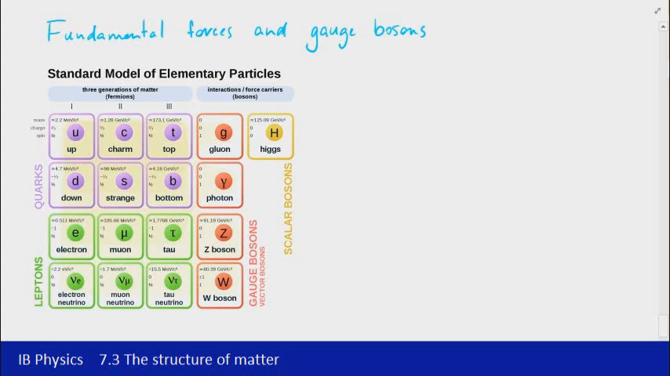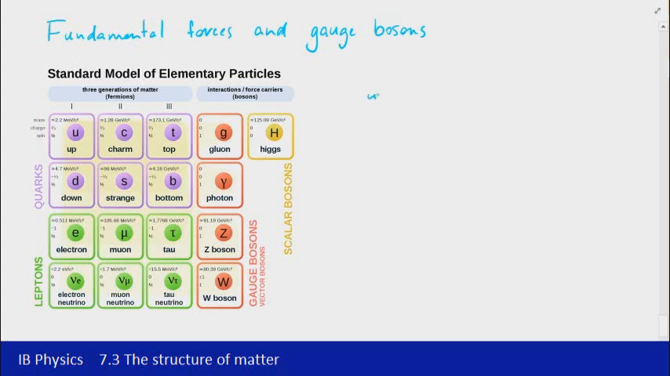We've looked at the left-hand side of the standard model of elementary particles, so the fermions that consist of the quarks and leptons. We're now going to look at the right-hand side, being the bosons. We'll start first of all looking at the gauge bosons, and then we'll deal with the scalar boson, the Higgs boson, in a later video. Now, in order to talk about these gauge bosons, we actually need to also talk about fundamental forces.